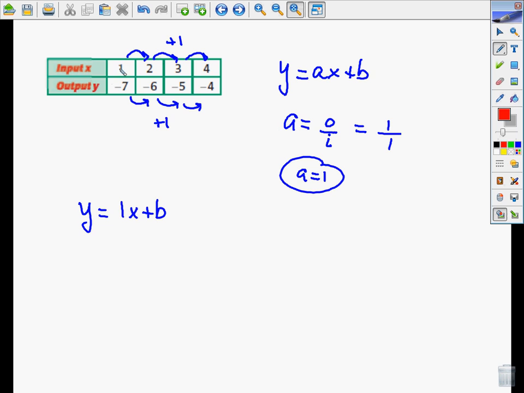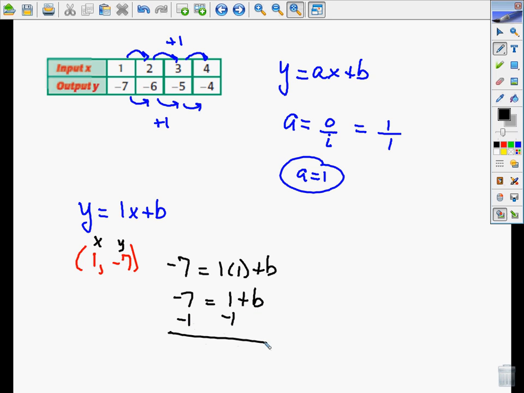Now I'm going to choose a point. I don't have 0 to choose from, so I'll just do 1, -7. Again, remember, this is your x, this is your y. So I have -7 equals 1 times 1 plus b. So -7 equals 1 plus b. Subtract the 1. -7 minus 1 is -8 equals b. Now I have both parts. I have a and b. So my final function is y equals 1x minus 8.